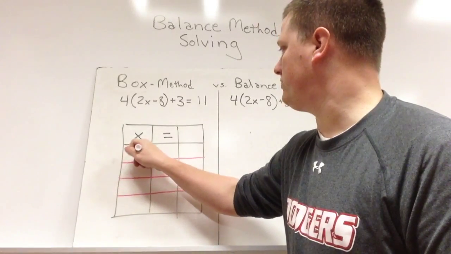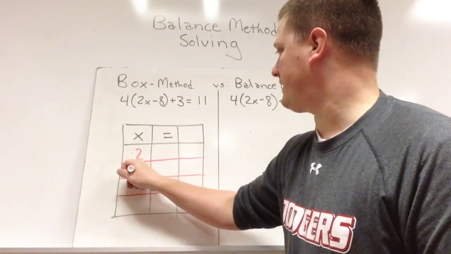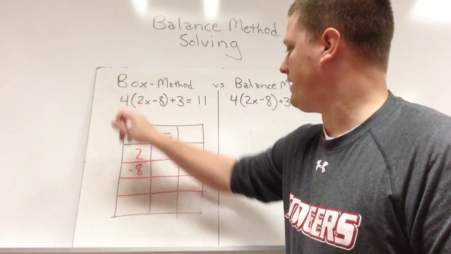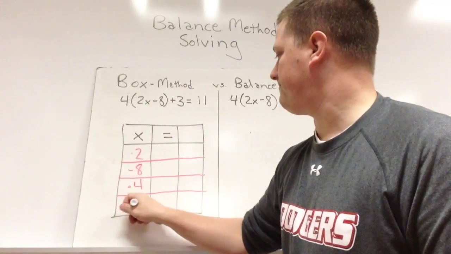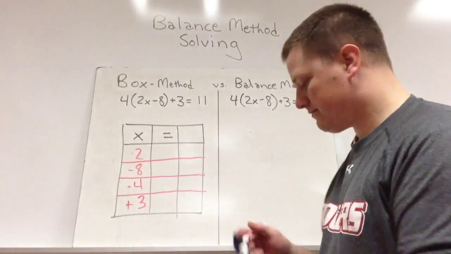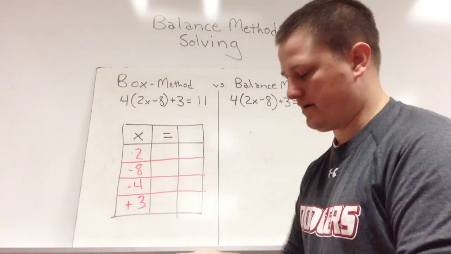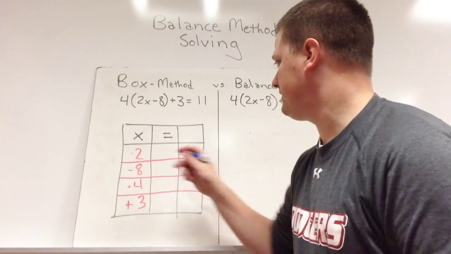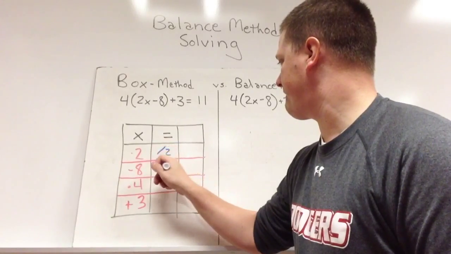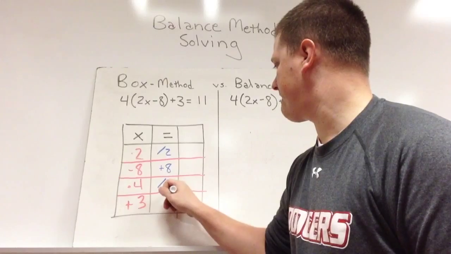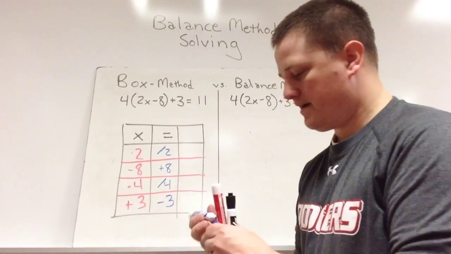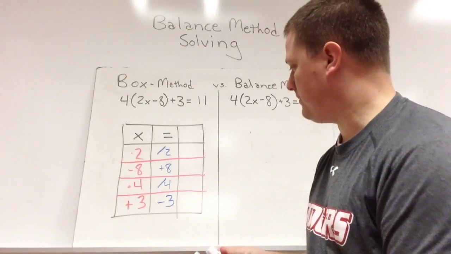Going to times by 2. Going to subtract 8. Going to times by 4. And going to add 3. From there we have our opposites in the middle. And we're going to start with our answer in the bottom right.